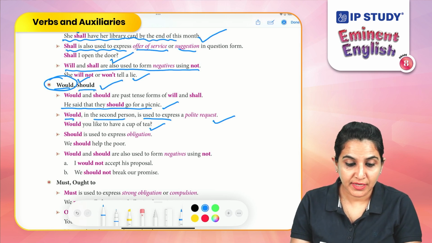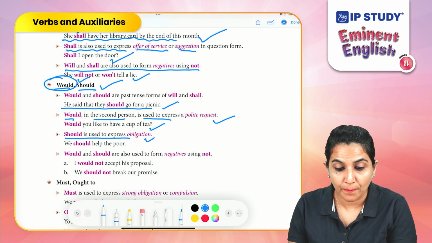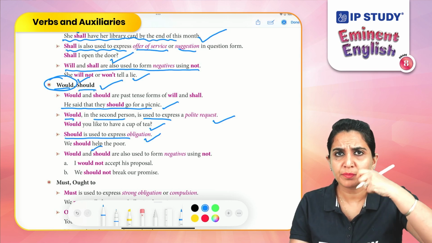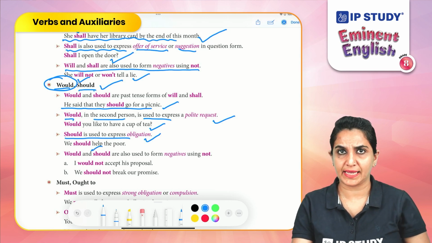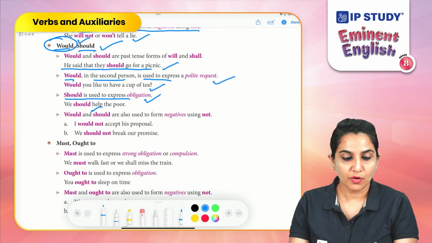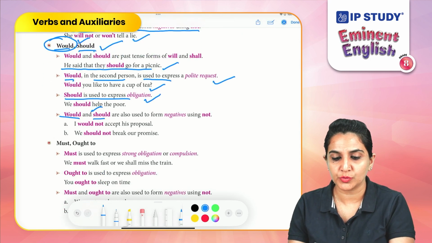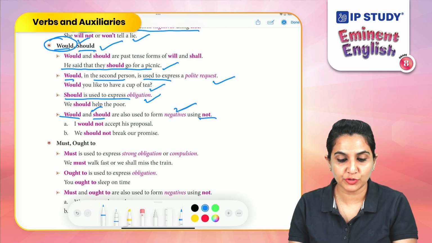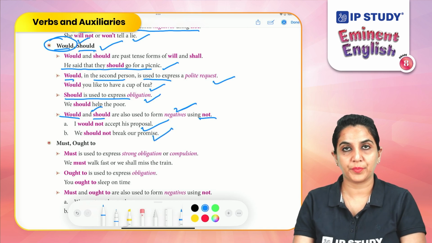Now, should is used to express obligation. We should help the poor. We should brush our teeth twice a day. It expresses the obligation to do something. Would and should are also used to form negatives using not. For example, I would not accept his proposal. We should not break our promise.